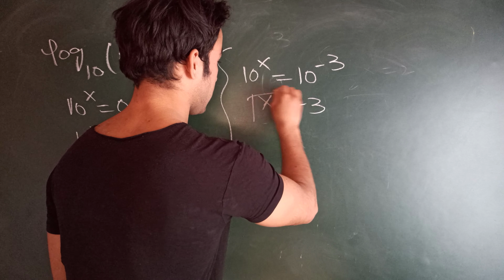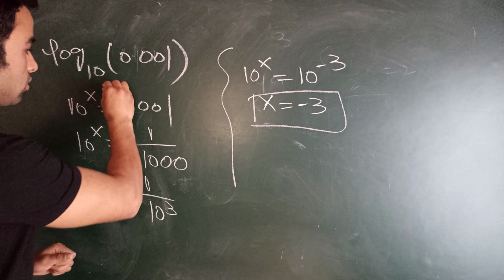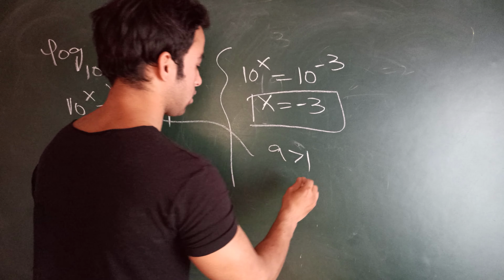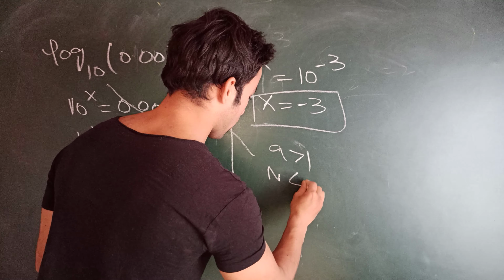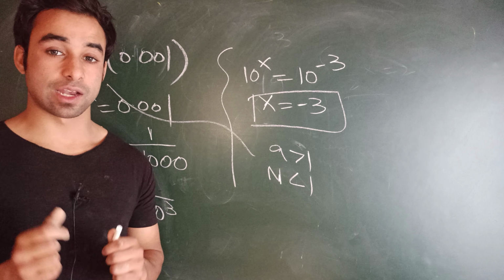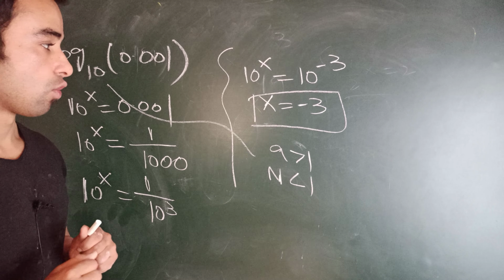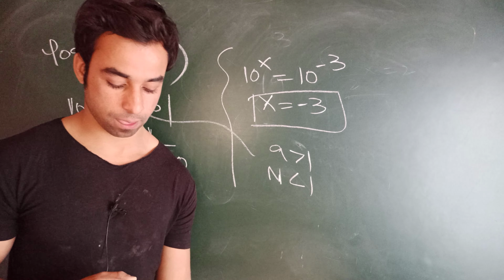Now you can see that the base, a, was greater than 1, and the argument, the inside thing, was lesser than 1. Both are on the opposite sides of unity. That means the value that should come out here should be a negative number. That's what I got later on.